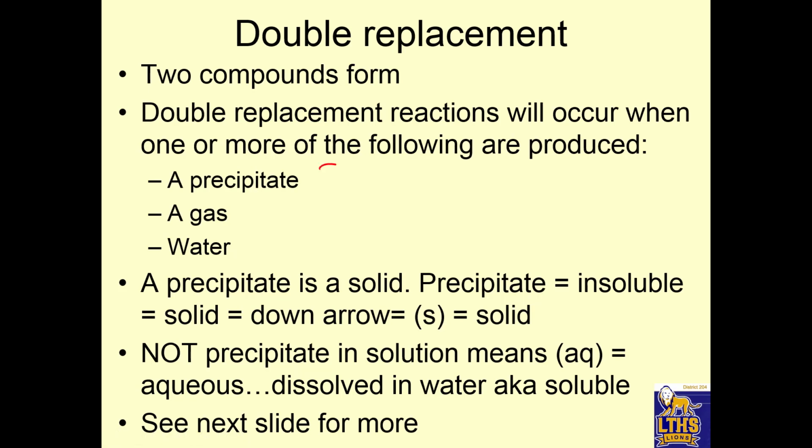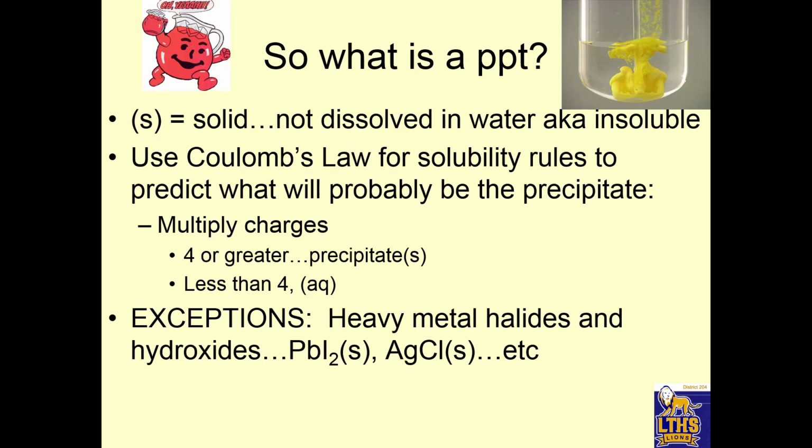Okay. All right, double replacement is 2 compounds forming. It's going to do one of these 3 things, and usually we're looking for a precipitate, but a gas or water could also form. Okay, so precipitate means insoluble. And so what's a precipitate? It's a solid that forms when 2 solutions combine because those ions find each other and make a solid.